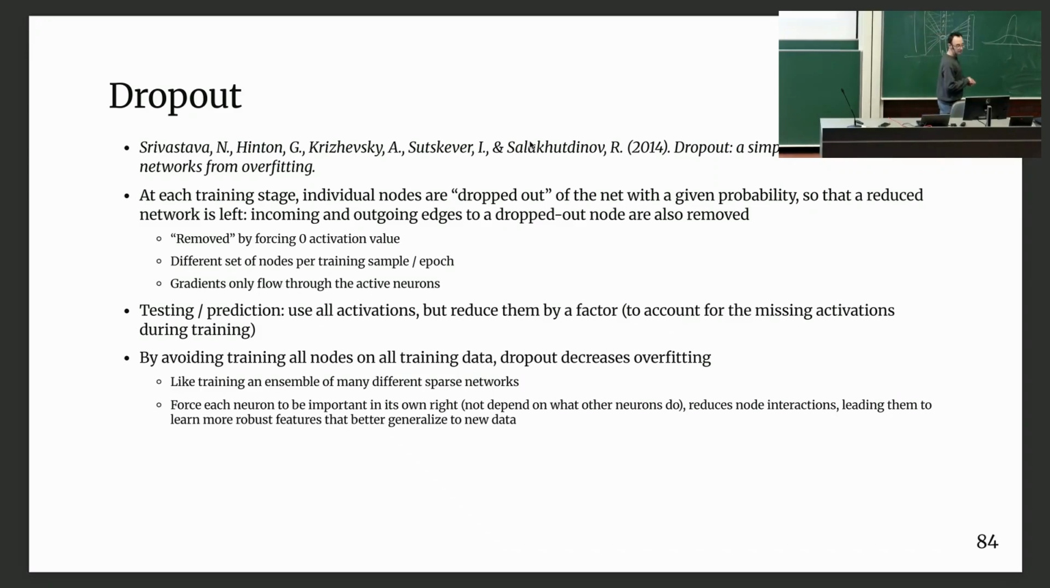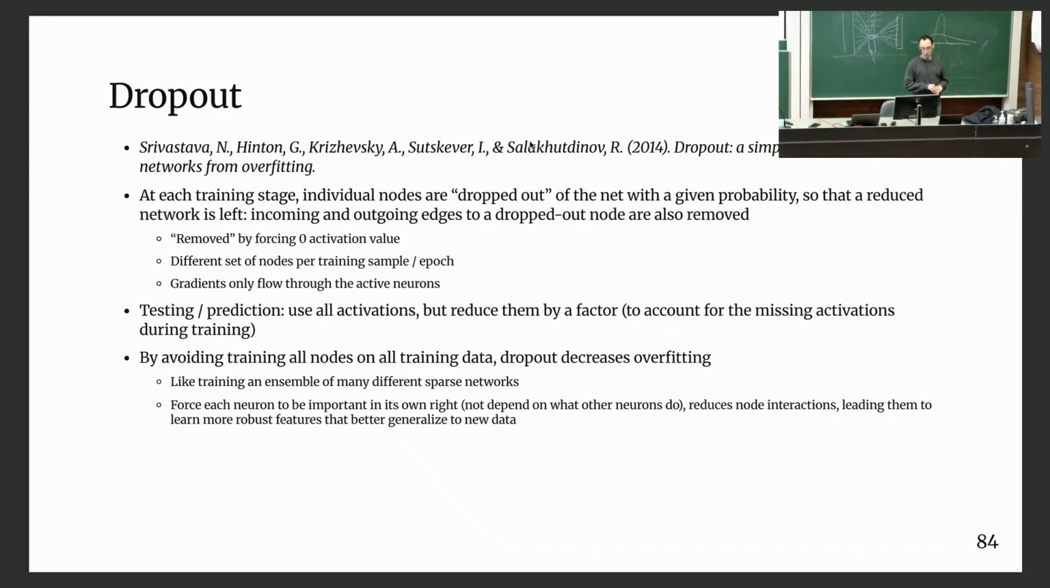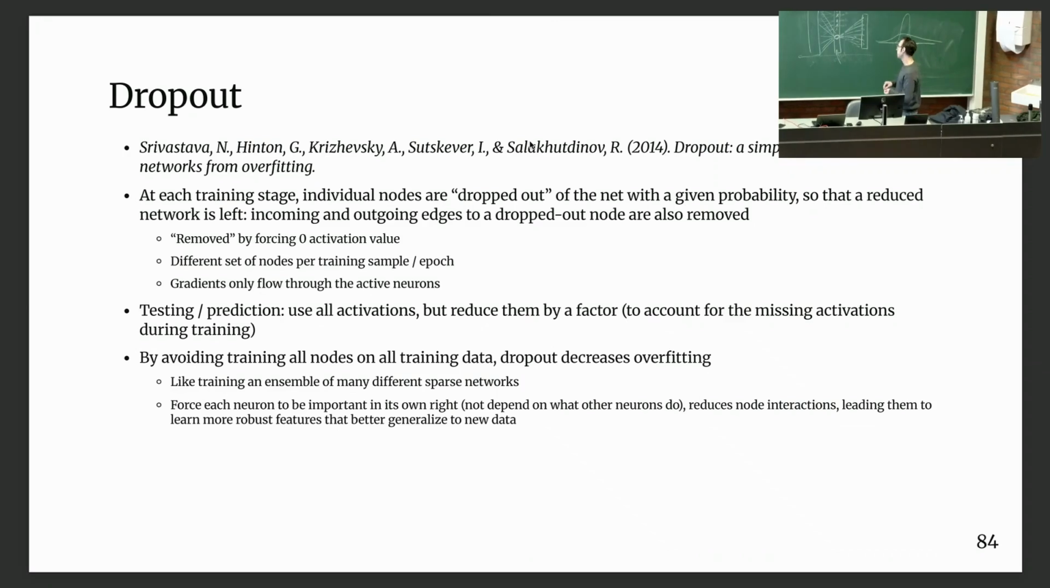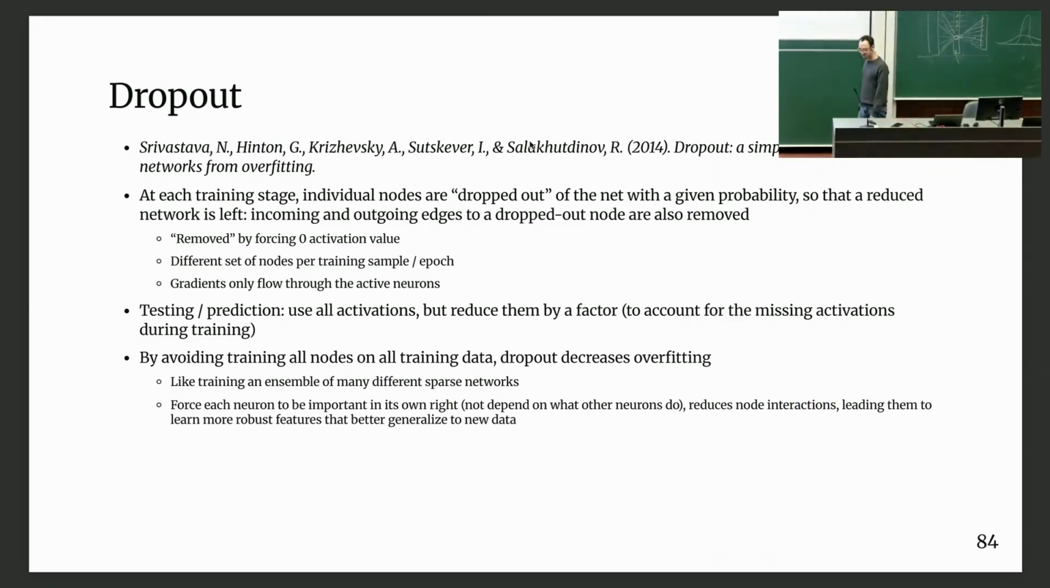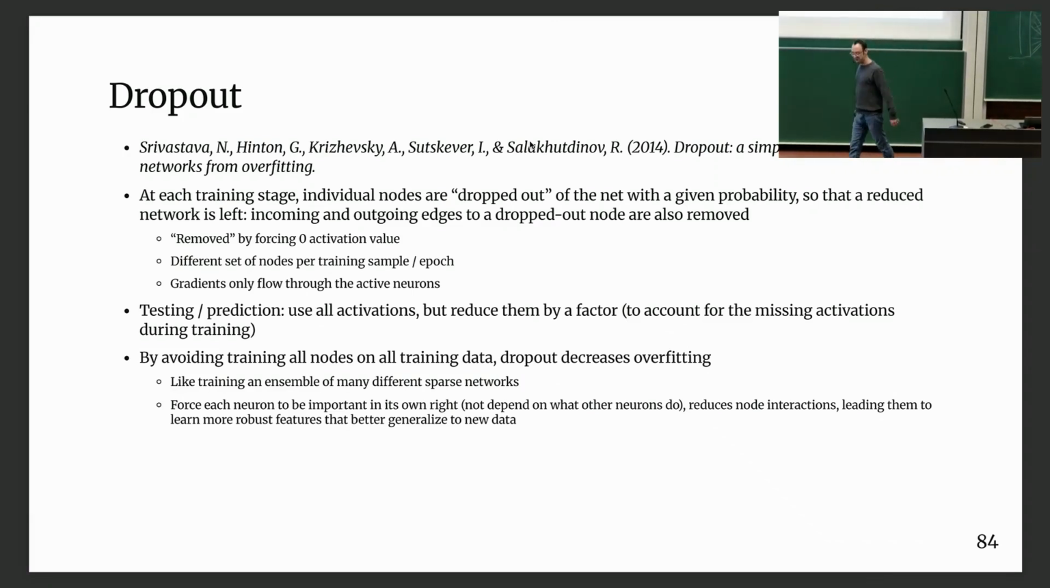What is the idea, or what makes this work? Why does this help to decrease overfitting? Well, obviously because you're forcing the network to learn something, but in every mini batch, you're effectively taking away some of its neurons, right?